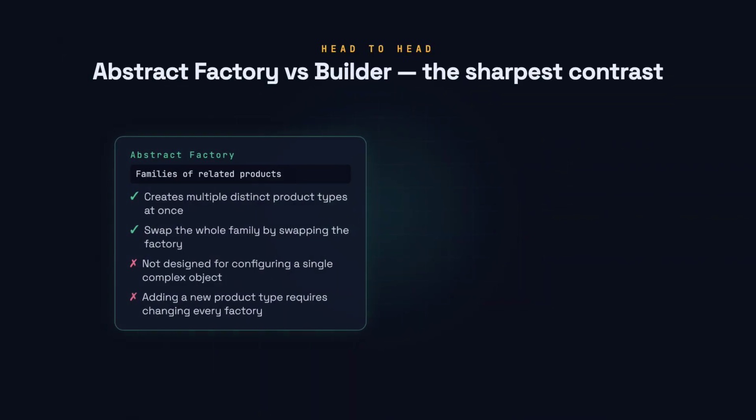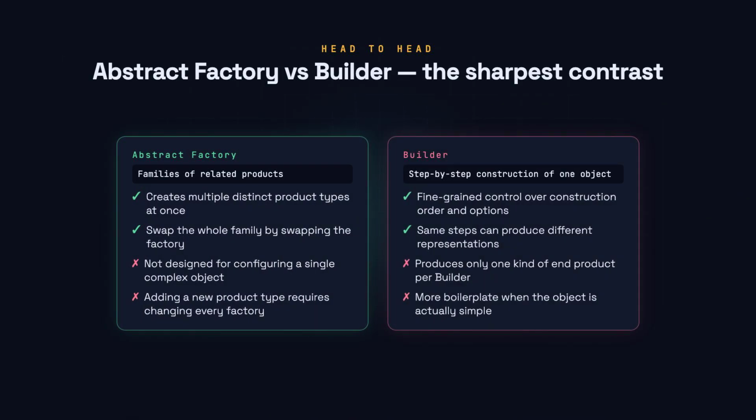Abstract factory and builder are the most commonly swapped pair, so here is where they differ most sharply. Abstract factory is about breadth. You need several different product types, and they must be compatible with each other. Builder is about depth. You have one product type, but its construction is complicated. Many optional fields, a required order of steps, or multiple valid representations of the same data. If you are coordinating a family, reach for abstract factory. If you are assembling one complex object, reach for builder.